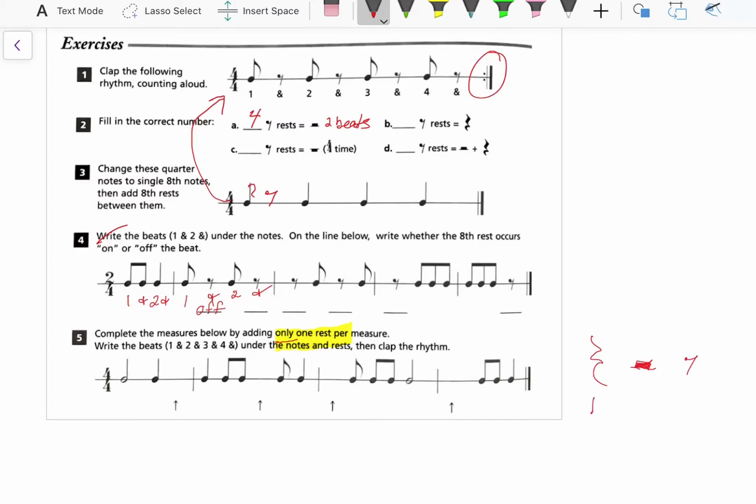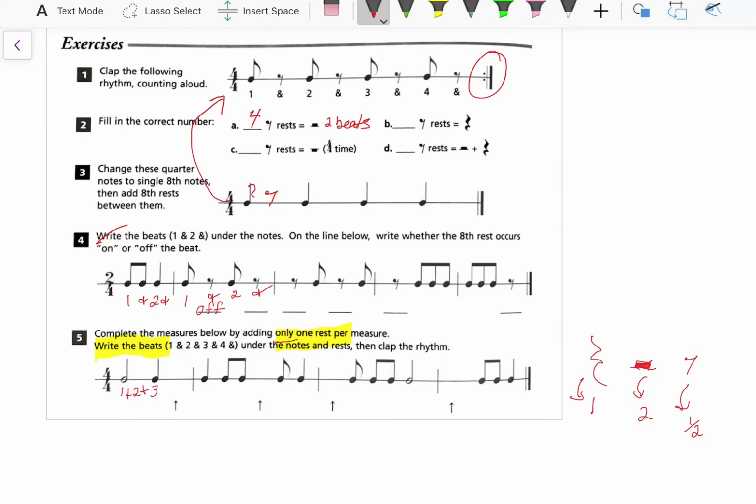So this would be for 1 beat. This one fills 2 beats. And this one is when you only need half of a beat. Now if you look at the directions, I'm adding 1 rest per measure, but I also need to write the beats. I think it's actually easier if I start by writing the beats. So I've got 1 and 2 and, because that's a half note, it gets all beats 1 and 2.